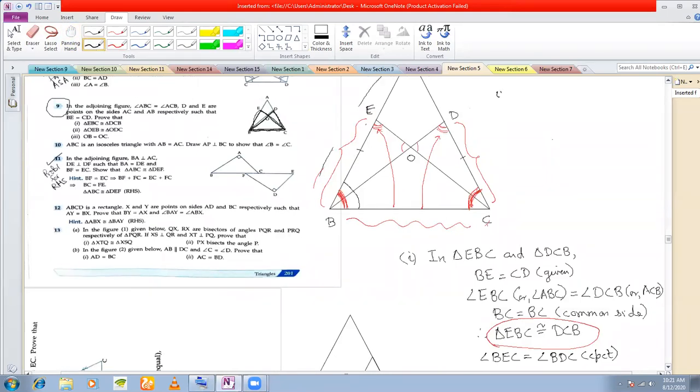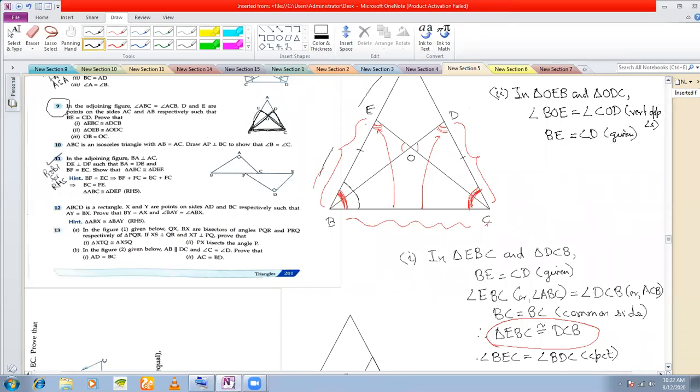Okay. Now we'll proceed to prove the congruency of the two triangles. So I'm doing here part 2. In triangle OEB and triangle ODC, you have angle BOE is equal to angle COD because they are vertically opposite angles. Okay. And BE is equal to CD. This is given to you.